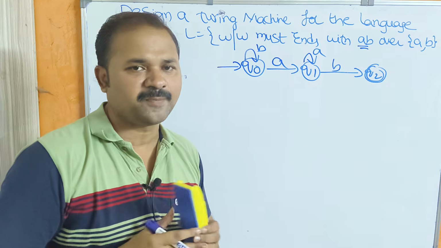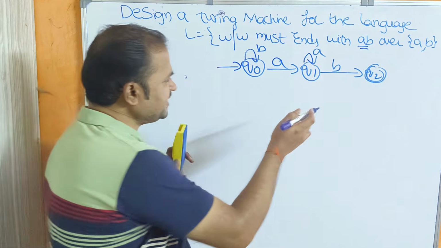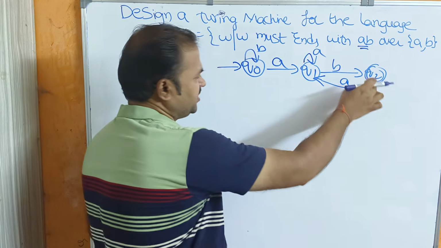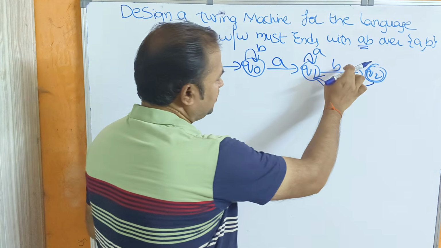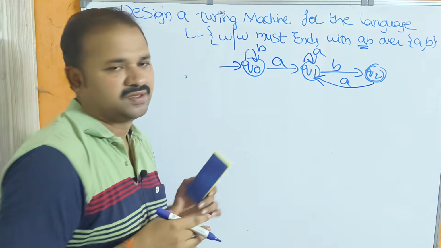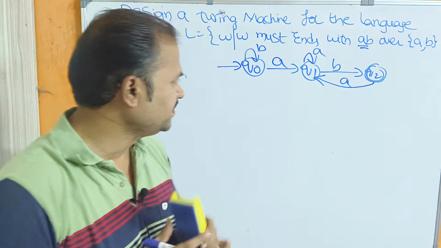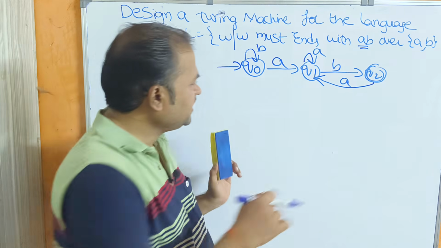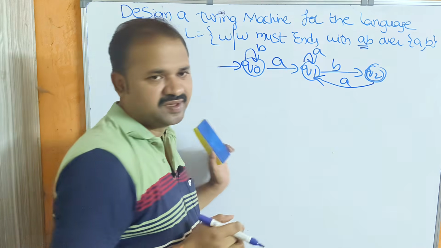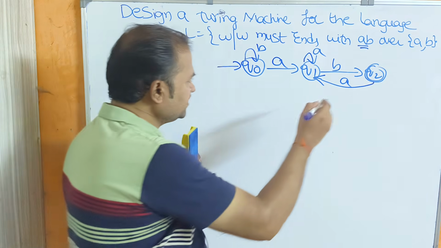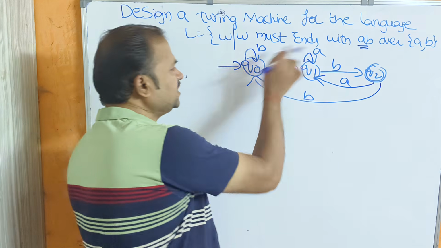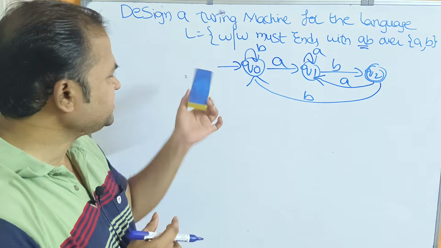Next, on Q2 we need to apply a and b. Here the string ends with ab. If we apply a, then go to the Q1 state. So after a, let's say we have b. So after b we have ab, so the string ends with ab. Next, if we apply b, then we can't stay here. Why? Because if we apply b, then we may get bb, but here the string must end with ab. So if we apply b, then we have to go to the state Q0. So after this b, we may have ab. So this is the DFA.